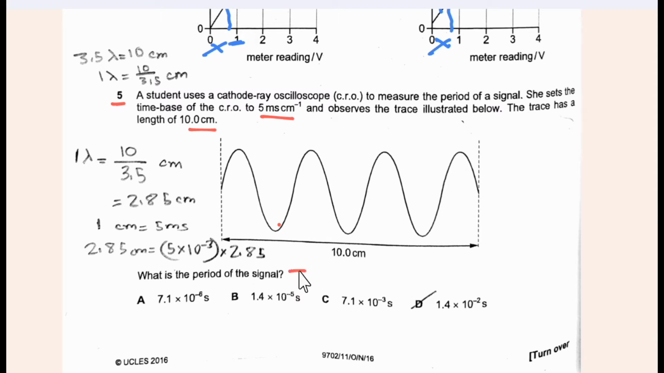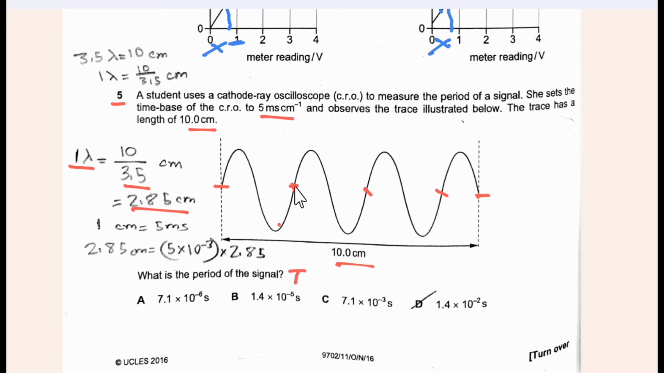So period means the time taken for one complete wave. So we need to find the time taken for this one complete wave, from this point to this point. In this diagram we can see that there is 1, 2, 3, 3.5. So in 10 centimeter there are 3.5 waves. So one wave takes about 2.85 centimeter.